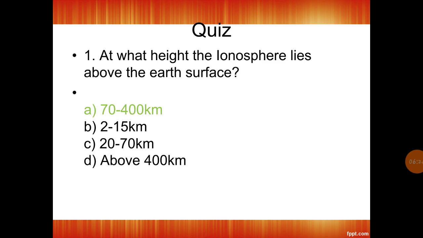I hope this session on the ionosphere, its structure and activities, and the characteristics of its layers, was all understood.